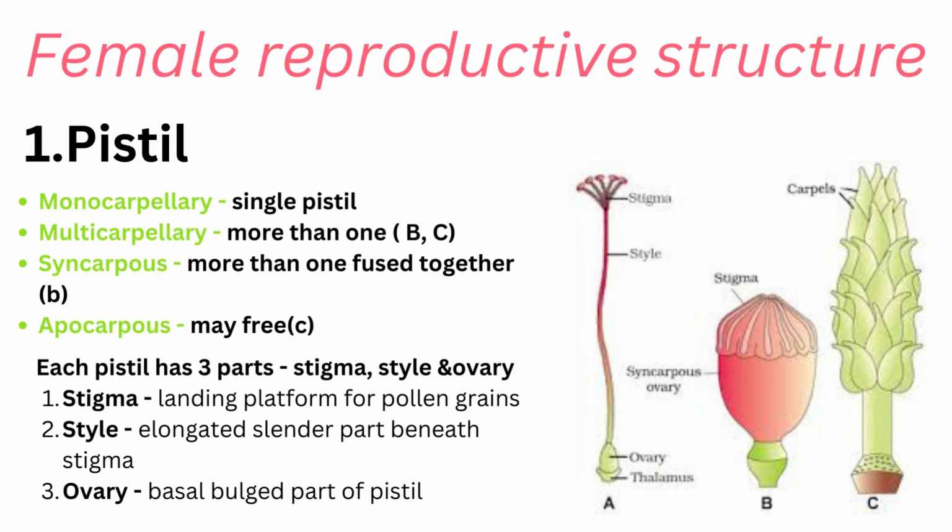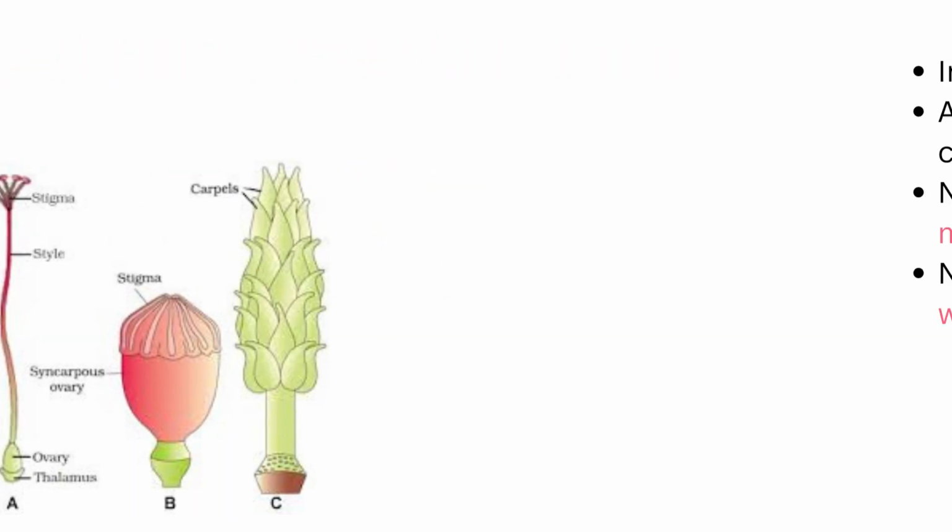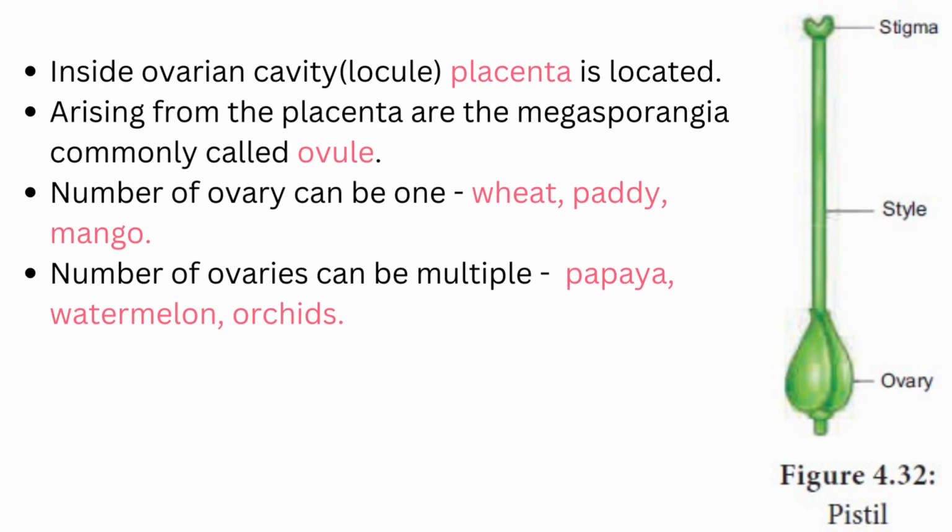Each pistil has three parts: stigma, style, and ovary. The stigma is the landing platform for pollen grains. Second is the style, the elongated cylindrical part beneath the stigma. The ovary is the basal bulged part of the pistil. Inside the ovarian cavity, the locule, the placenta is located.